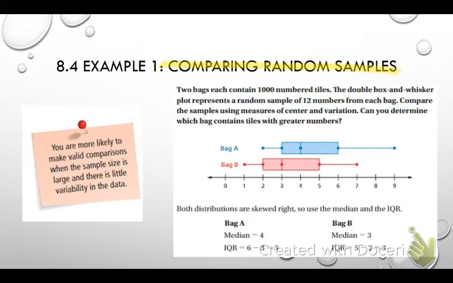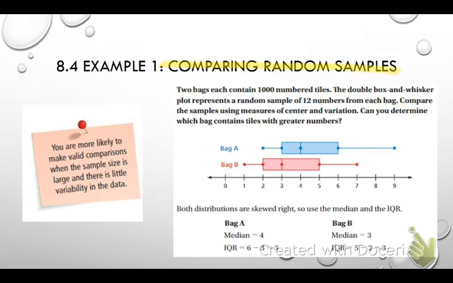Compare the samples using measure of center. So I gave you the measure of center, the medians, and variation. Here's the question: can you determine which bag contains tiles with greater numbers? If I were just to ask you which median is higher between the two data sets, bag A. I can clearly see that. So my answer should be, well, clearly bag A has all their medians higher. Bag A has greater valued tiles. That's a no-brainer. Why can't I draw that conclusion?